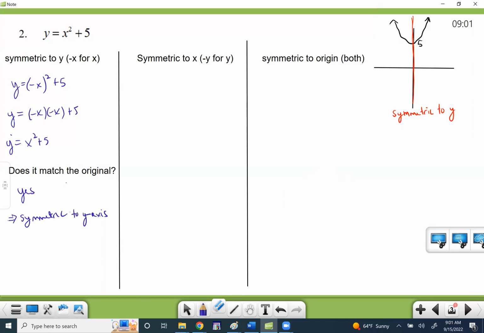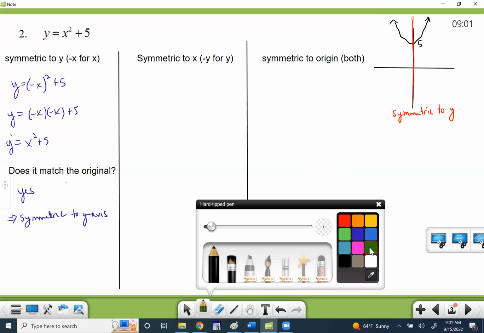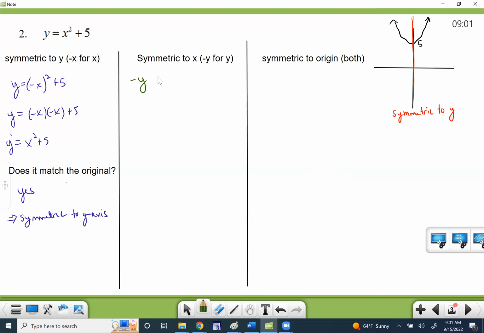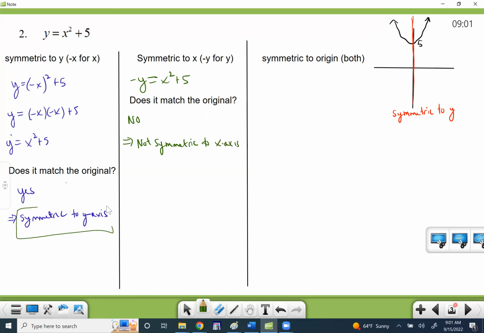All right, so let's go ahead and do the negative y for y. So if we substitute a negative y for the y, that's not going to match the original. So does it match the original? No. So we aren't going to have symmetric to the x-axis, which we already knew, right? That's up from our picture in the upper right-hand corner. Okay, so not symmetric. By the way, I'm going to circle this guy.